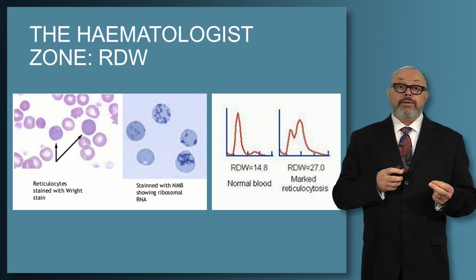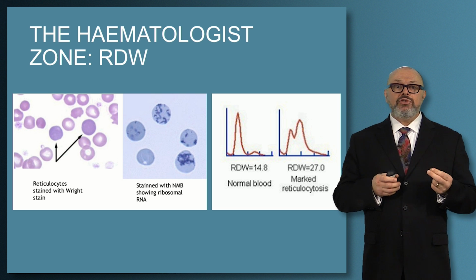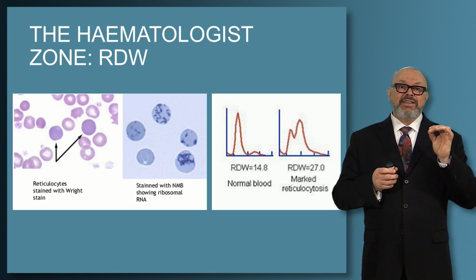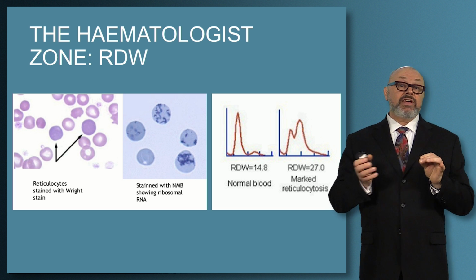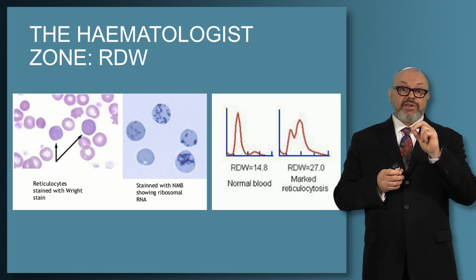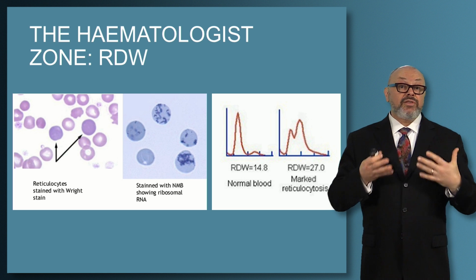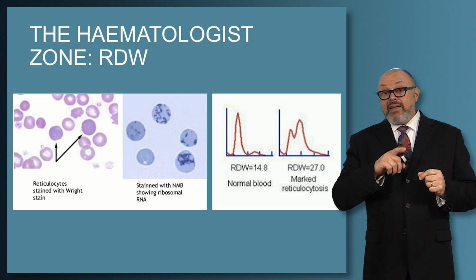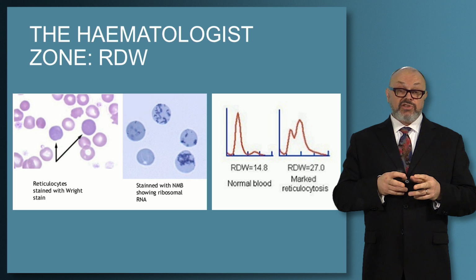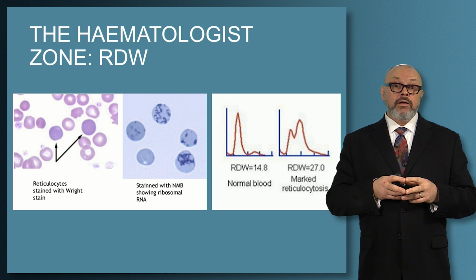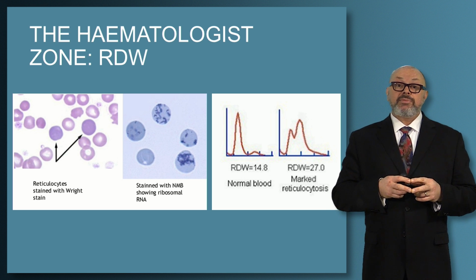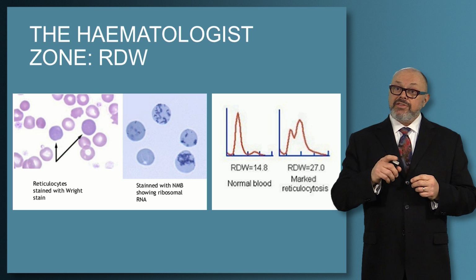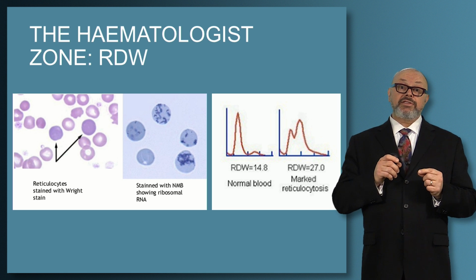If you stain blood with a particular stain, new methylene blue, it stains the RNA in these reticulocytes, and you can identify them very specifically. And again, they're bigger than old red blood cells. And that's what's shown in the two distributions on the right-hand side here. So we have a normal blood specimen with an RDW of 14.8. You see there's just a tiny peak for the reticulocytes.